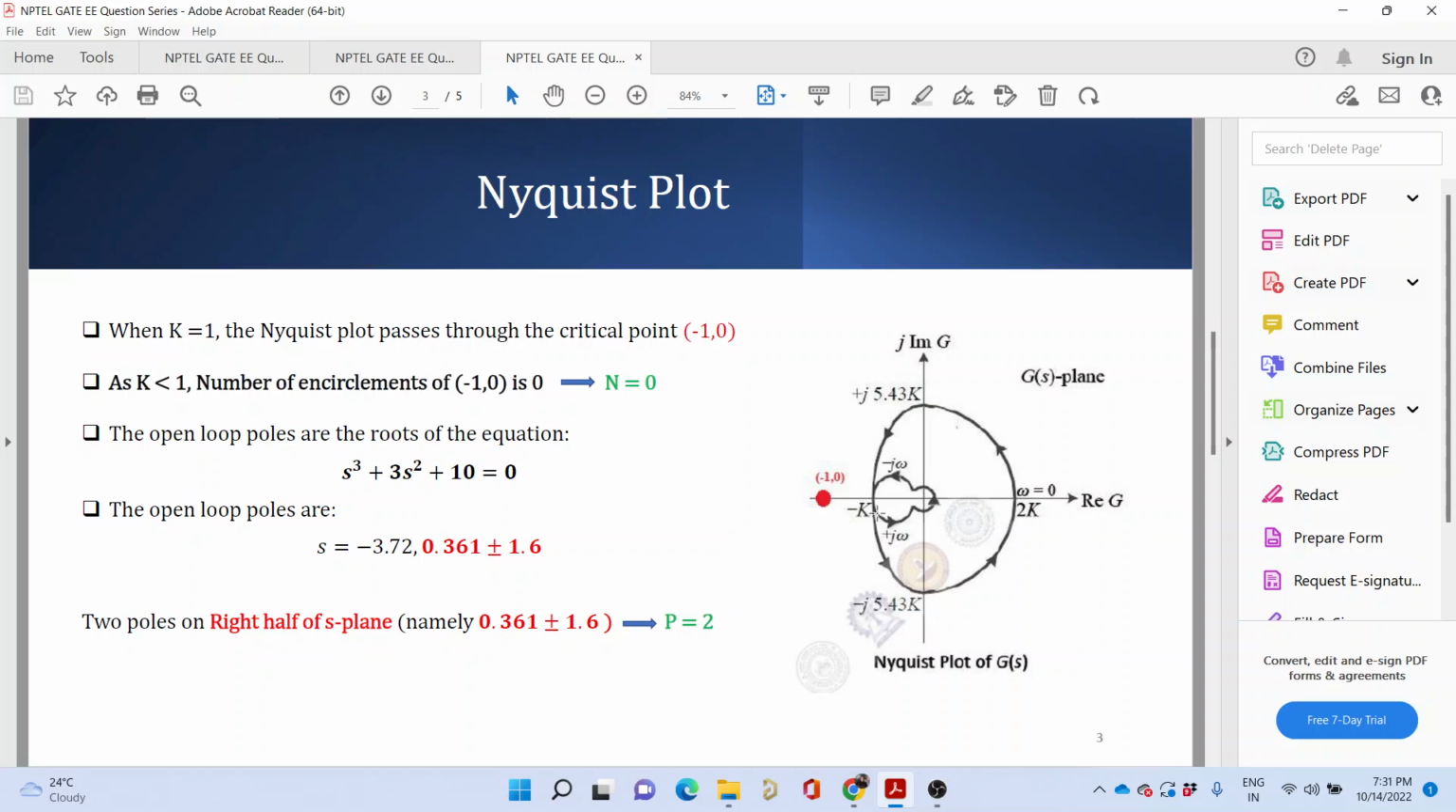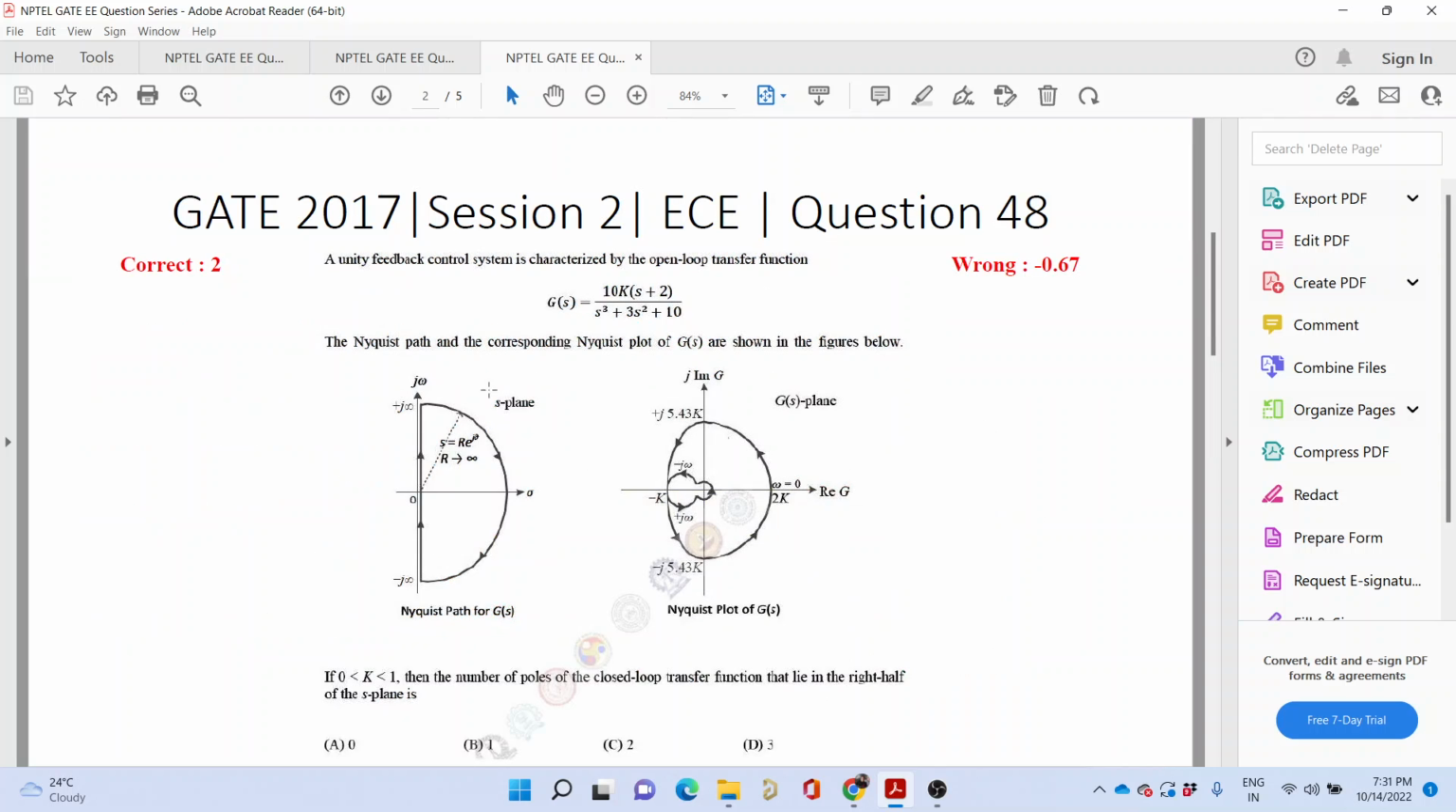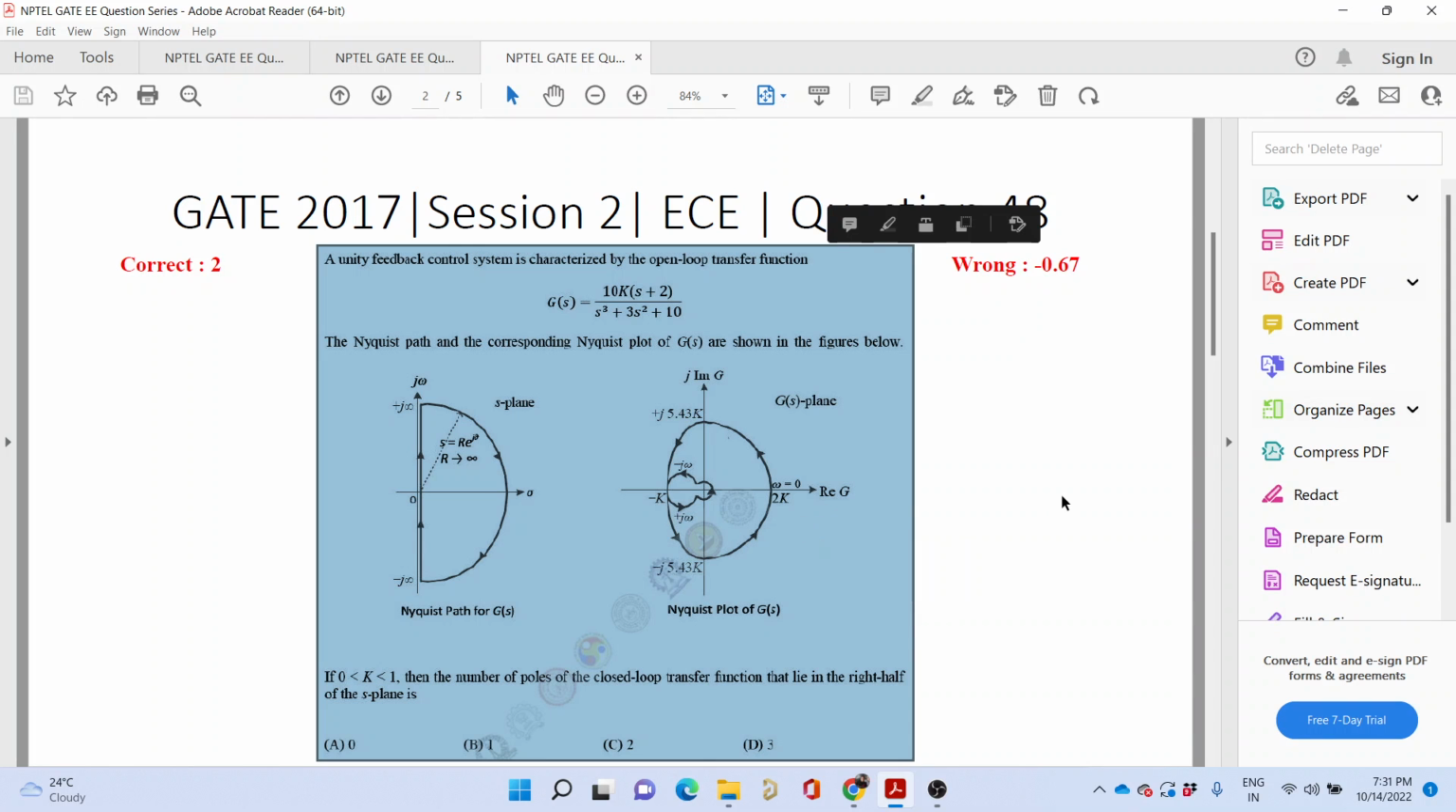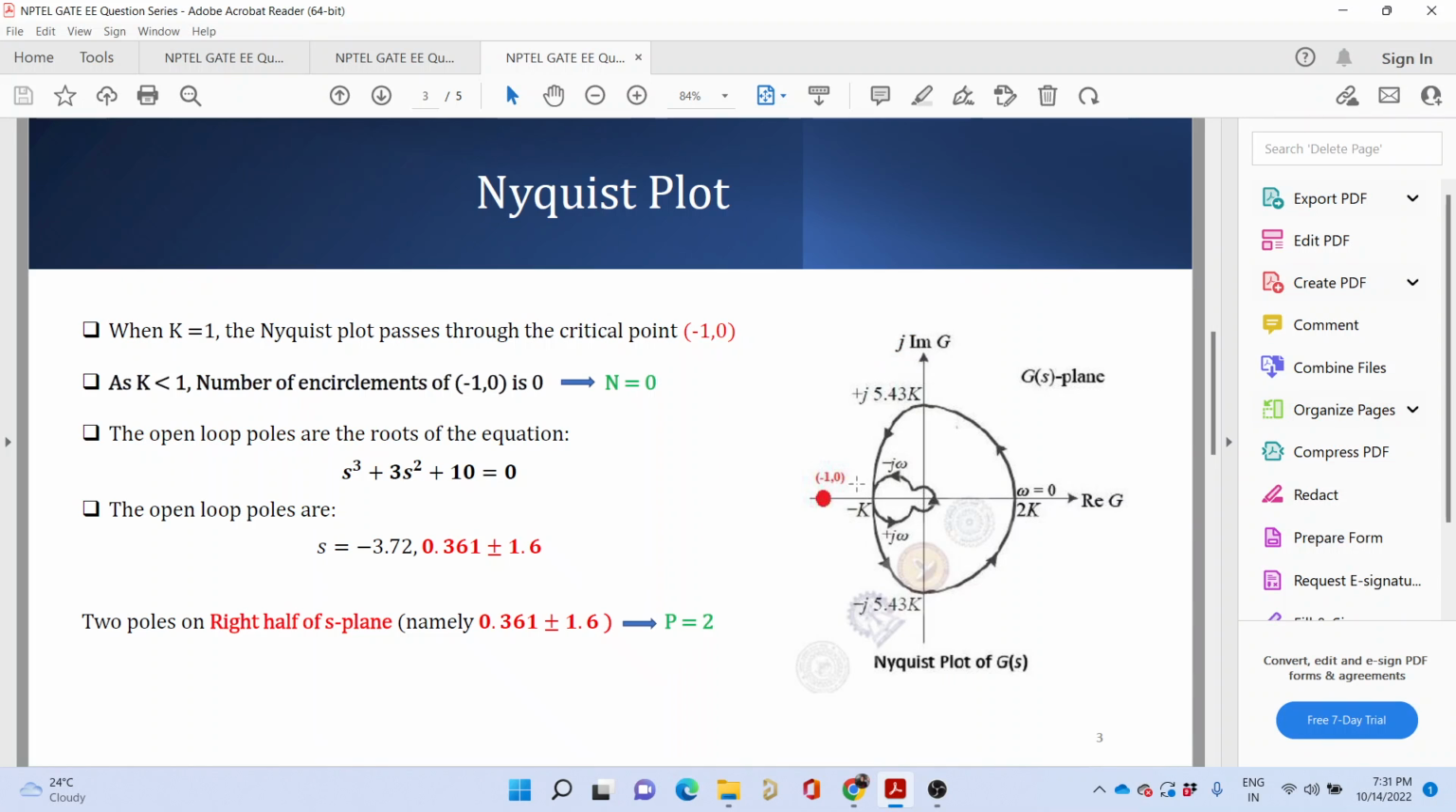You see, K has been told to vary from 0 to 1, so it is not exceeding this point. K is between 0 and 1, so it is never intersecting that critical point. The maximum value of K has been told to be 1, so it will be at this point. It can never cross beyond this. So the number of encirclements of the critical point is 0.